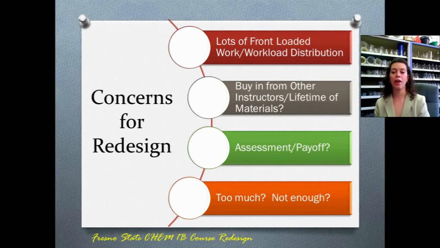Also, if we're putting in all this work, is there going to be a payoff? And that's going to be part of the assessment, is did what we do actually improve the course? And like anything, you always question, did you do too much and overwhelm people? Or should you have gone a little bit further and done a little bit more for the course redesign without overdoing it?